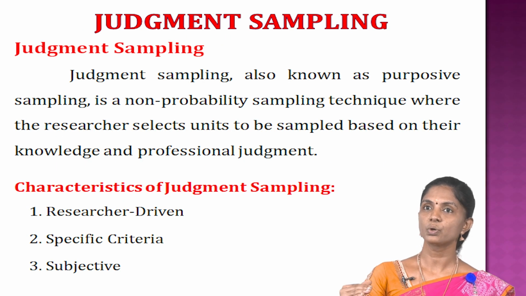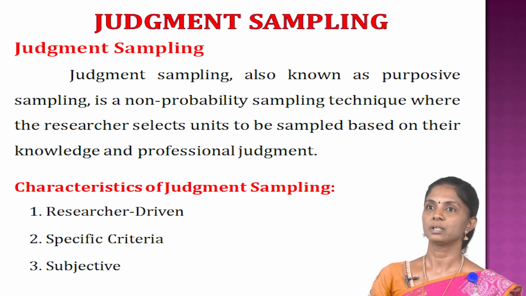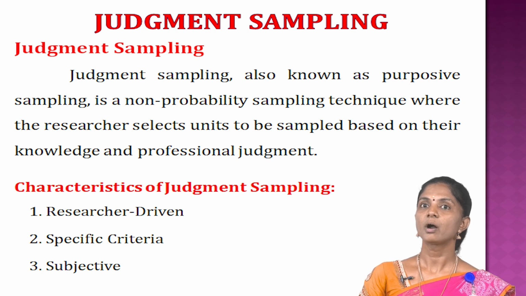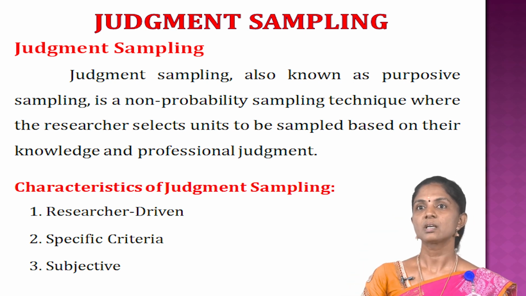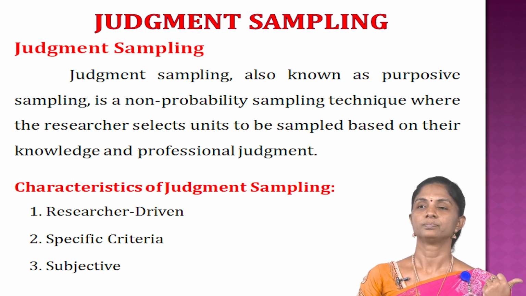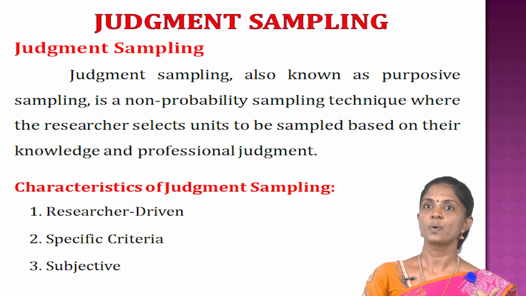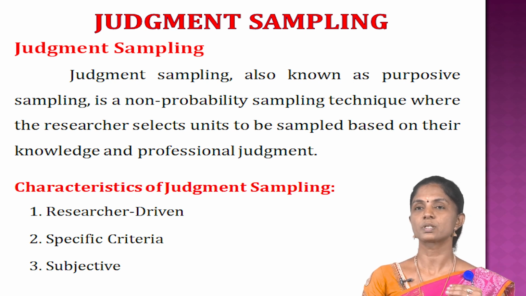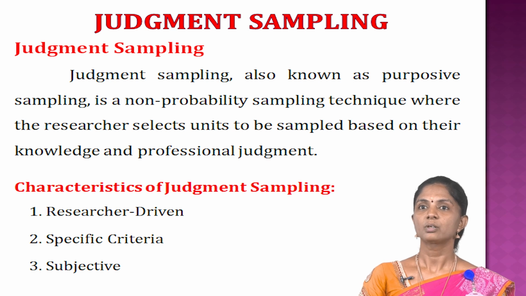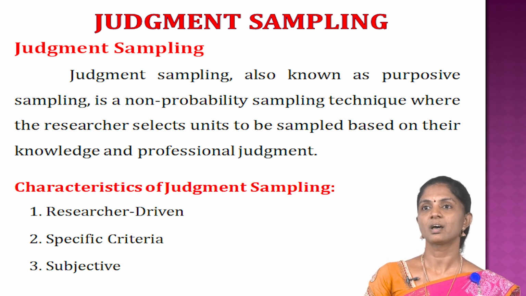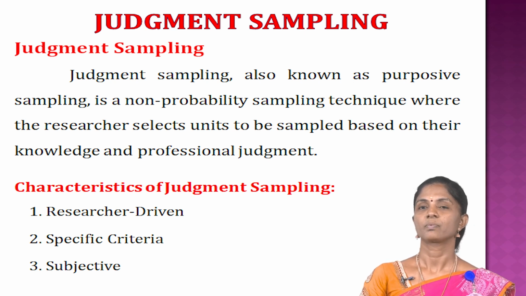Judgment sampling, also known as purposive sampling, is a non-probability sampling technique where the researchers select units to be sampled based on their knowledge or professional judgment. This method is used when the researcher believes that certain individuals or groups are particularly knowledgeable or have specific characteristics that are important for the study.